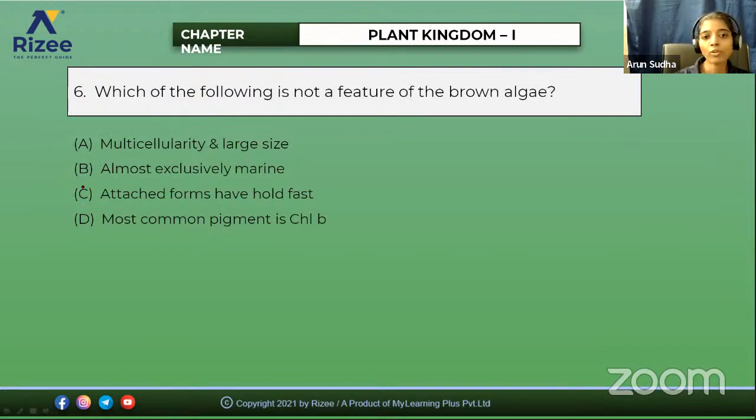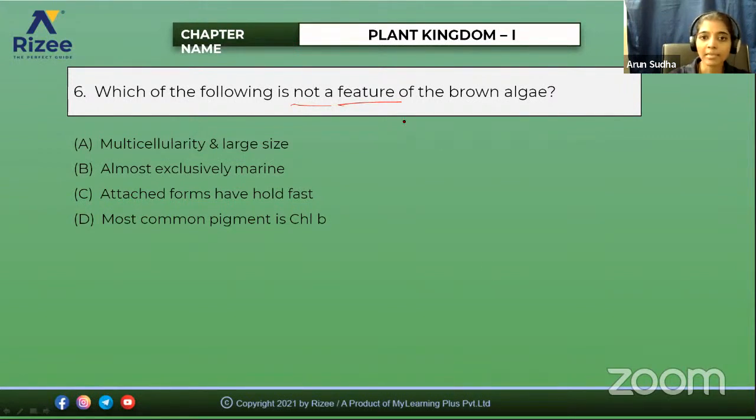Which of the following is not a feature of brown algae? Read it clearly. Multicellularity and large size; almost exclusively marine; attached forms have holdfast; and most common pigment is chlorophyll B. So which is the correct option? Yeah, D. Good.